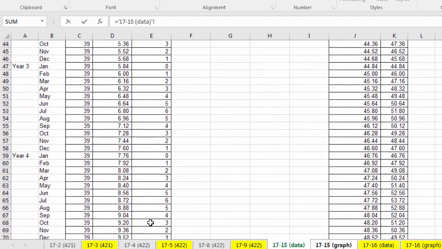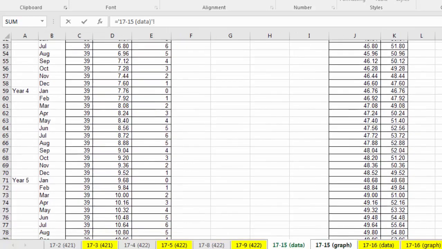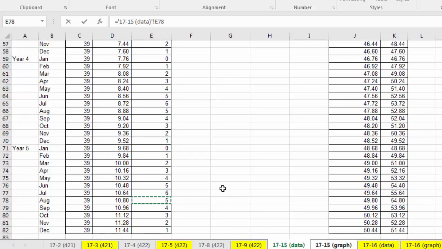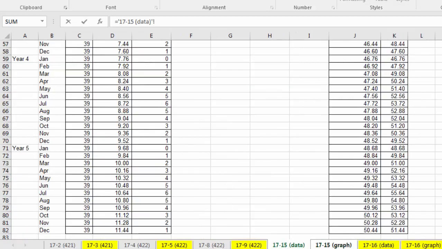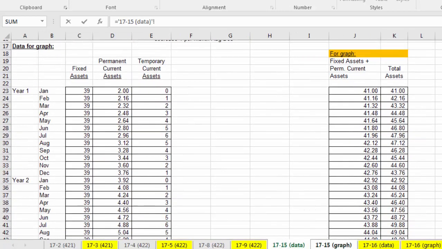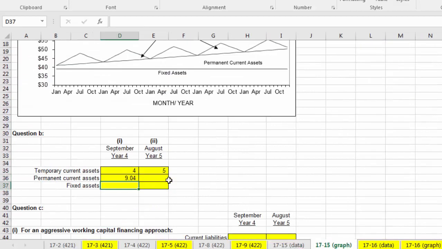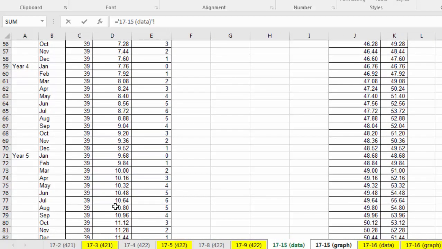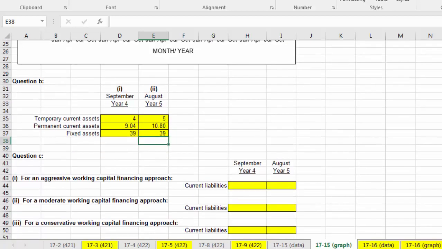That's column E, September of year 4, right there. August of year 5. Go back and find that value. August of year 5 is right there. Okay. Permanent current assets in September of year 4. Permanent current assets is in column D. September of year 4 is right there. And August of year 5 is column D. August of year 5 is right there. Okay. And then fixed assets. Well, that was 39 always, wasn't it? So I can just type that in. Okay. So there's B.